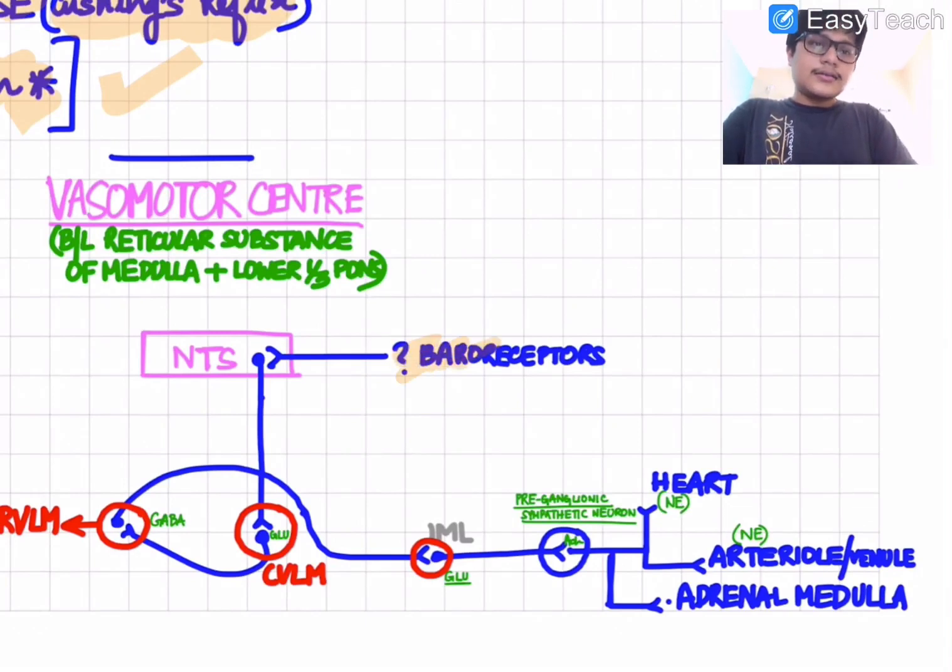So these are the peripheral receptors of blood pressure. That is, I'll be taking the example of the baroreceptor. Okay. Now the baroreceptor sends signals to the nucleus of the tractus solitarius. From the nucleus of the tractus solitarius arise glutaminergic neurons, which supply a portion of the medulla which is known as CVLM. CVLM is caudal ventrolateral medulla.